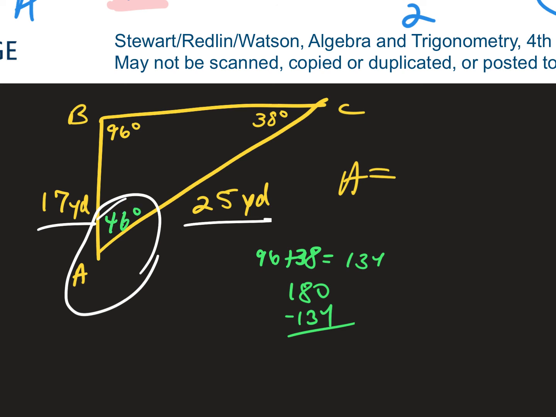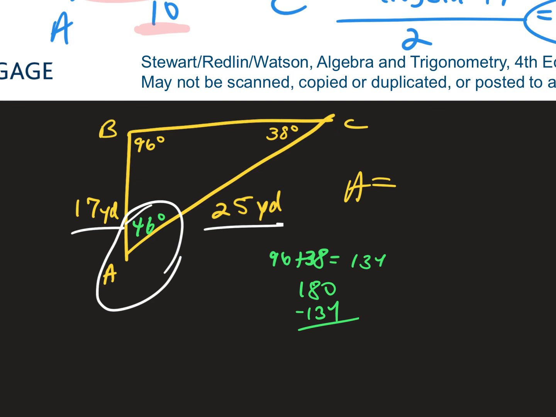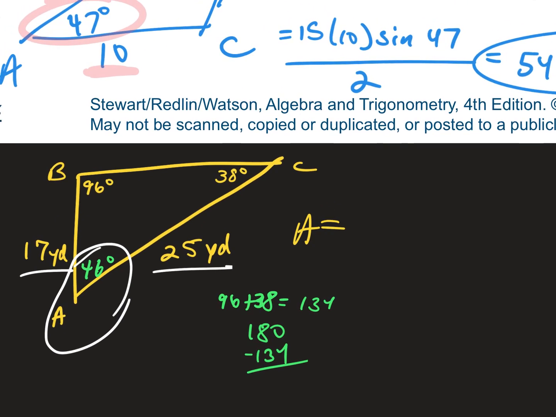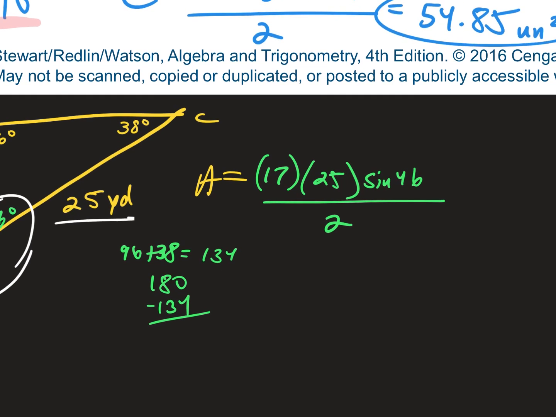Now do you have the information you need to find the area? Yes. You would say 17 times 25 times the sine of 46 divided by 2. Practice that in your calculator. With 17 times 25 times the sine of 46 divided by 2.